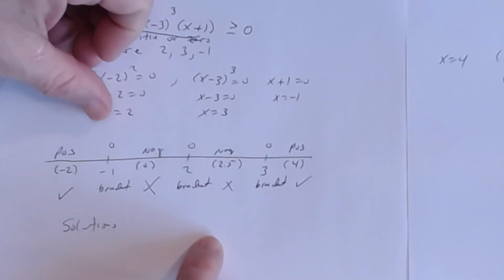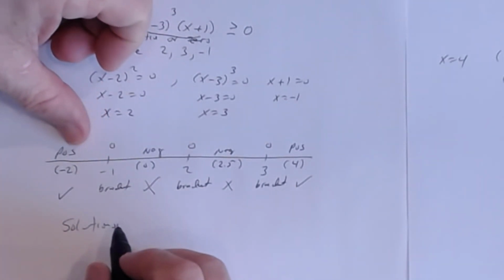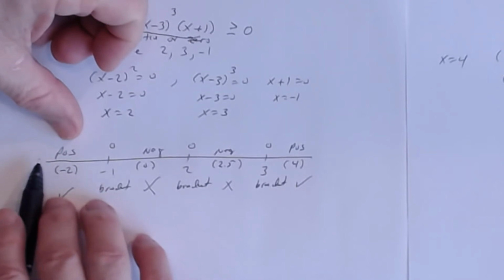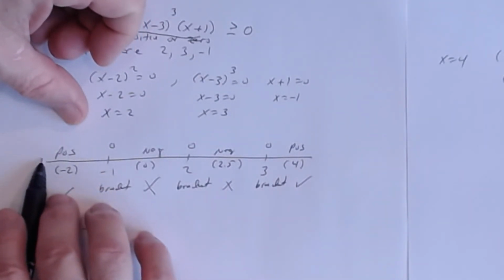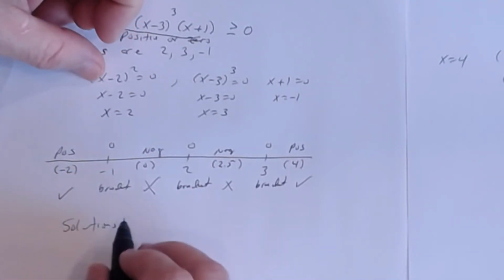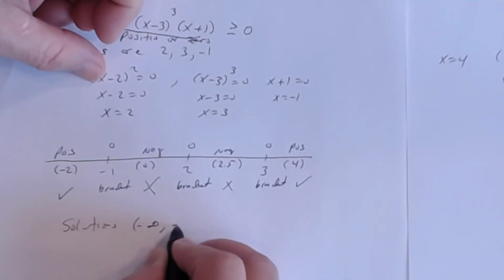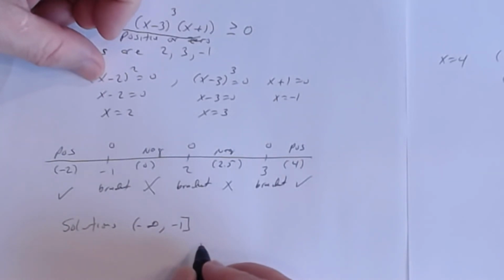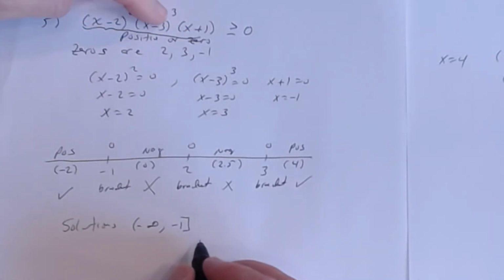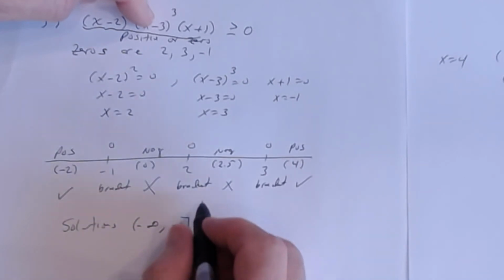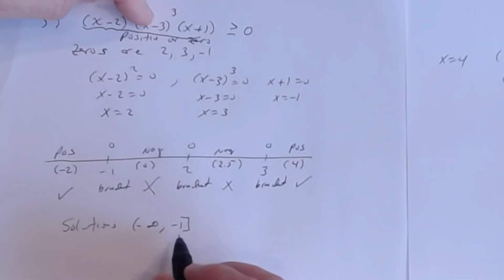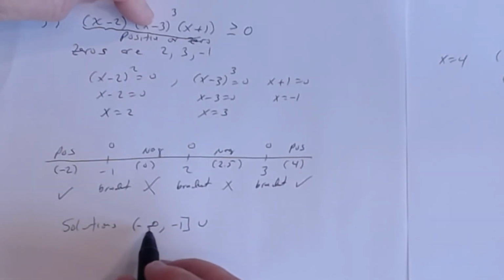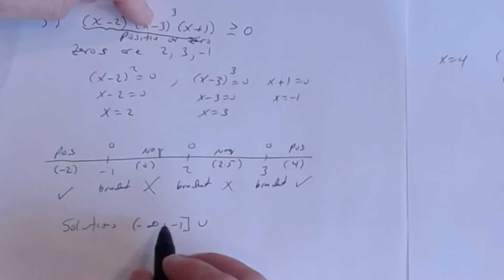All right. So here's what you're going to say. You always go from left to right. You're going to say negative infinity to negative 1 with a bracket because negative 1 is a solution. Because negative 1 made this left-hand side equal to 0, and I'm looking for something that makes it 0 as well. Union. And don't forget that whenever you use infinity, negative infinity is always parentheses with it.